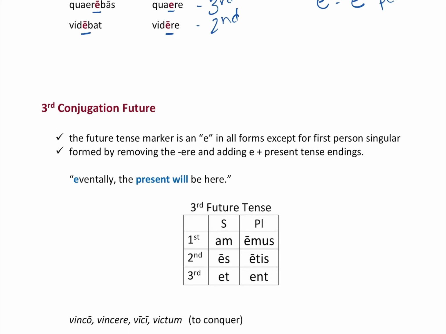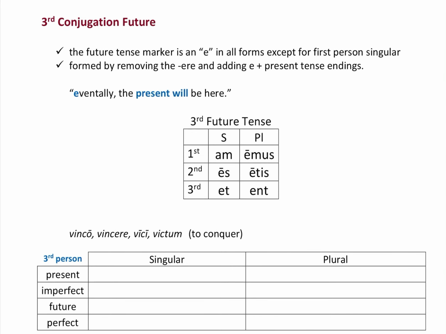All right, third conjugation, future. Now, the future tense marker is an E. If you take a look here, it appears in all forms except first person singular. So if you look, first person is different, but we've got an E, strong or weak, in all the other forms. And if you look at what's left after I take the E, it is mus, tis, so it's the regular present tense endings.